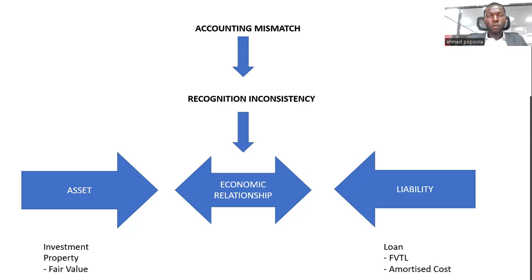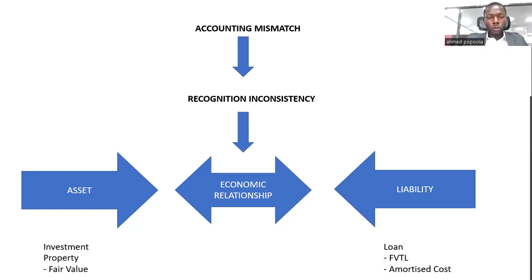right? So, in line with IAS 40, an investment property is initially measured at cost. Then subsequently, the entity can use either the cost model or the fair value model. Then let's go to IFRS 9, which covers a financial liability. In this case, for a loan, that loan will be initially measured at fair value, right? Subsequently, it will be measured at amortized cost.